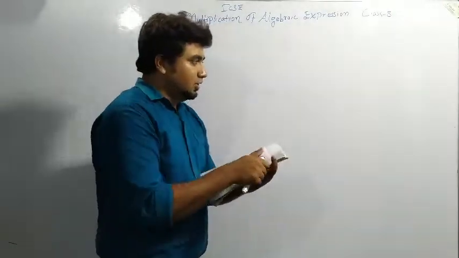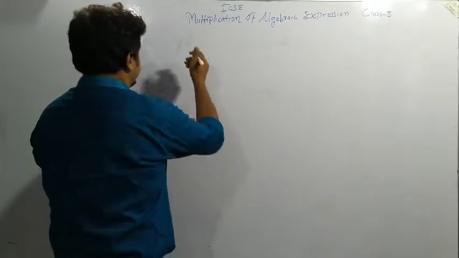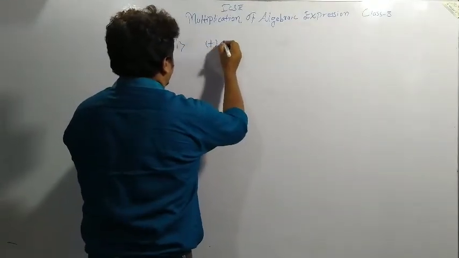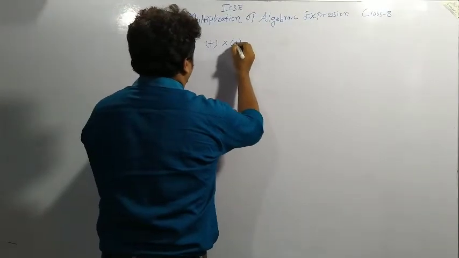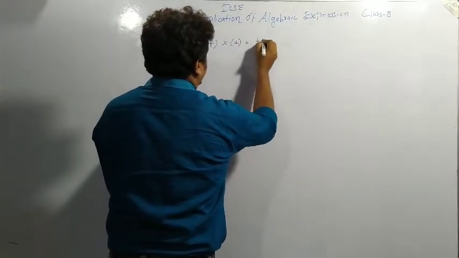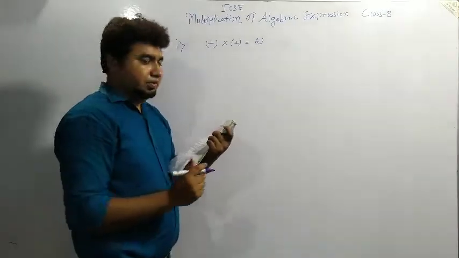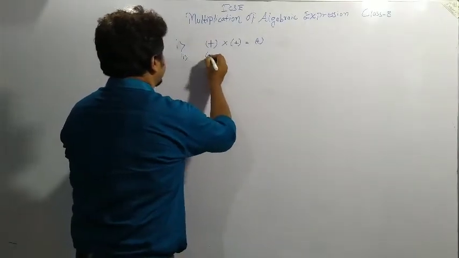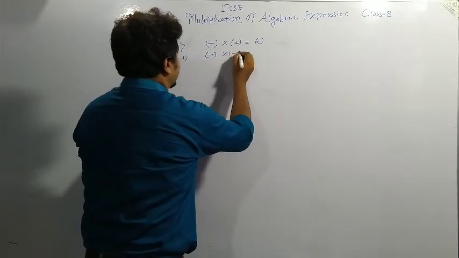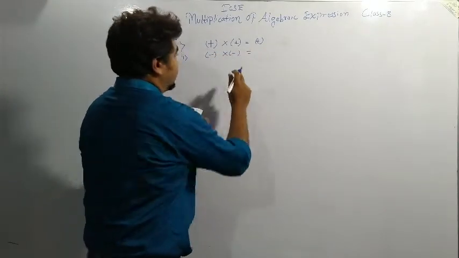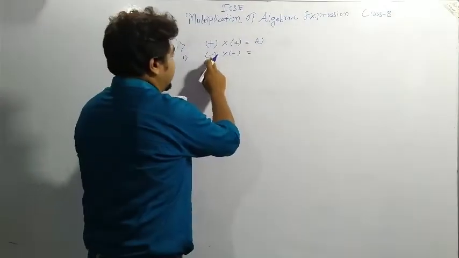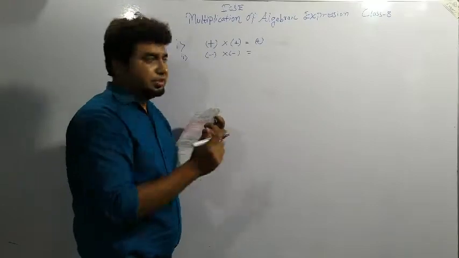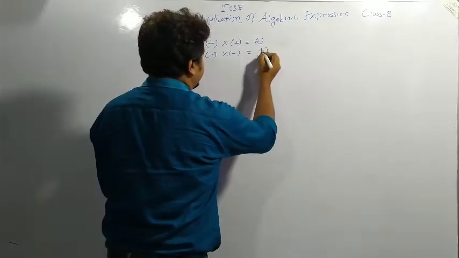The first rule is plus into plus. When plus is multiplied with plus, it will remain a positive sign only. Second thing is that when minus is multiplied with minus, as you are able to see, the number of minus signs is even, 1, 2. Two minus signs are there. That's why it will become plus.